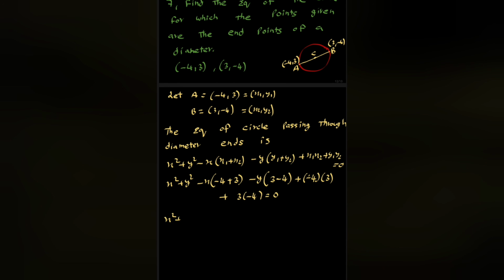So x square plus y square minus, 4 plus 3 is minus 1, so minus into minus plus x, minus 1, minus into minus plus y, minus 12, and here also 4 threes are 12, that is minus 12 equal to 0. So x square plus y square plus x plus y minus 24 is the equation.